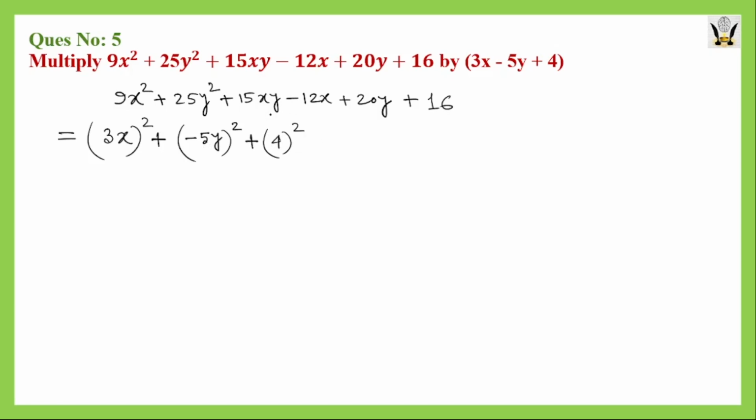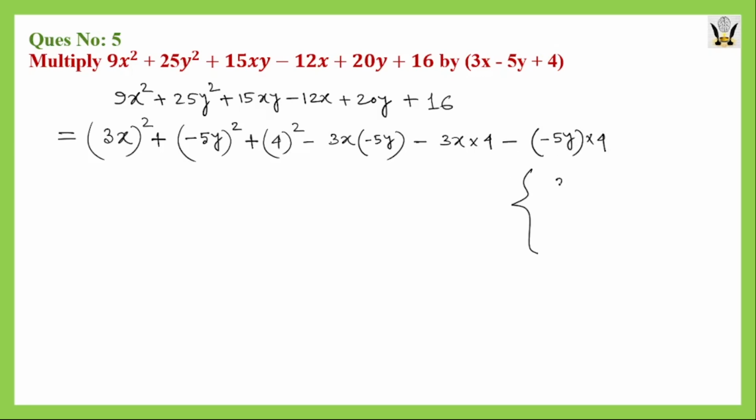And then the rest of the terms can be rearranged. 15xy can be written as minus, and then 3x multiplied by minus 5y, which gives minus 15xy, and then one more minus here, so plus 15xy. Then we have minus 12x. Let's write this way: 3x multiplied by 4 with this minus sign. And then minus 20y can be written as minus of minus 5y multiplied by 4. That will give us minus 20y, and then one more minus here, so that is plus 20y.